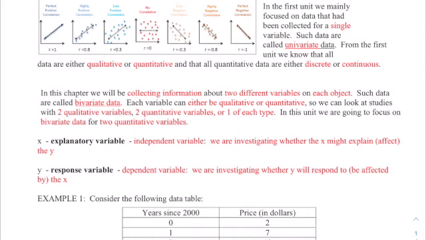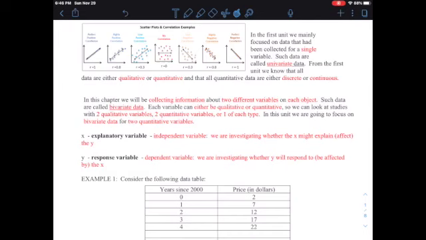Another quick review: X stands for the explanatory variable, also called the independent variable. What that means is we are investigating whether X might explain or affect Y. Y is the response variable, also called the dependent variable, and we are investigating whether Y will respond to or be affected by X. So Y will be affected by X.